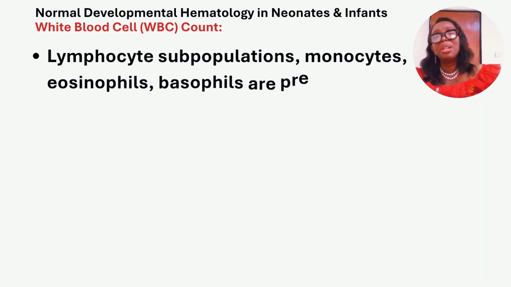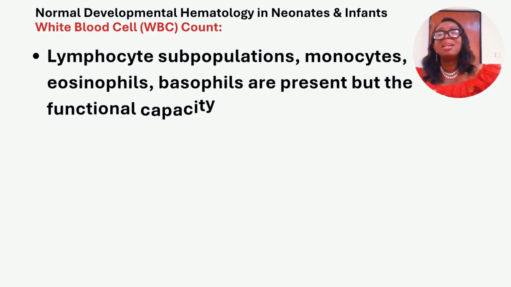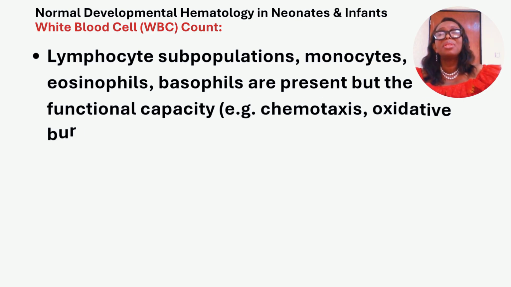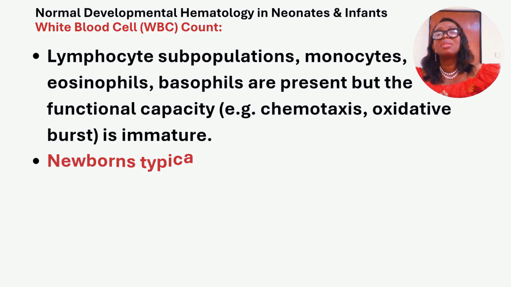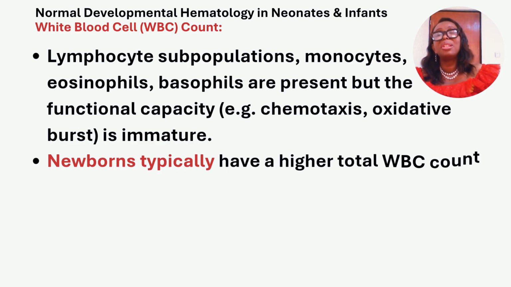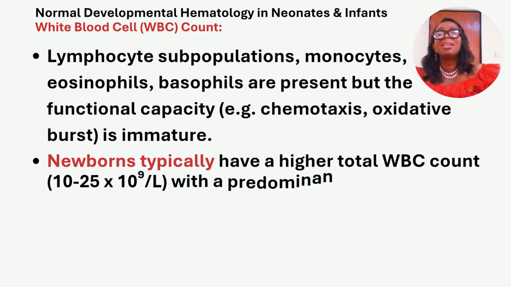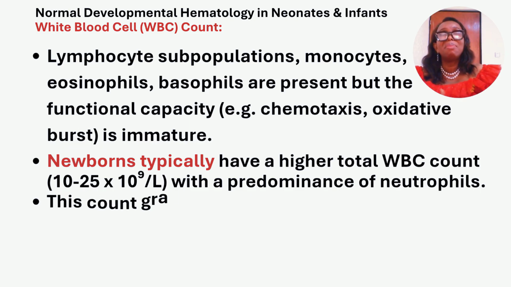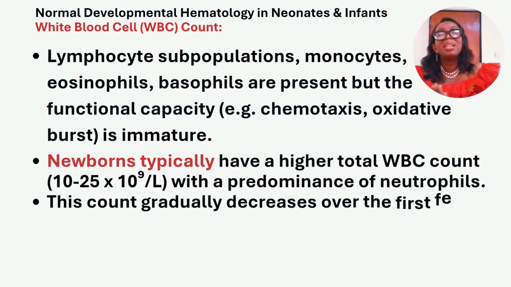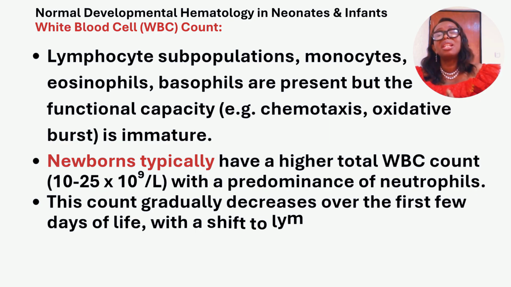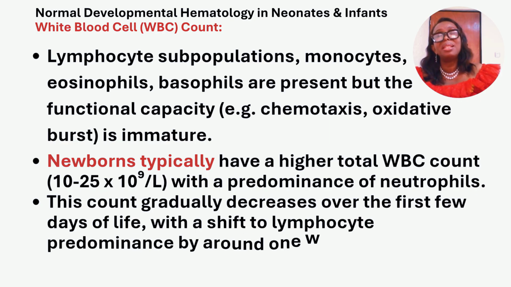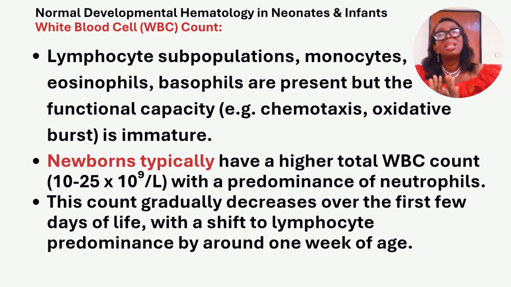Lymphocyte subpopulations, monocytes, eosinophils, basophils are present, but in a limited functional capacity, because they are still immature. For example, their function like chemotaxis or oxidative burst are actually limited in neonates because they are relatively immature.